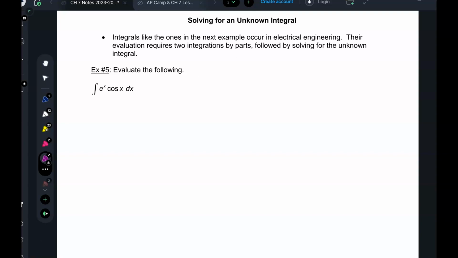Okay, so we want to integrate e to the x cosine x. What are we going to let u equal to? LIPET: logarithm, inverse trig, then polynomial, which we don't have, exponential and then trig. So u has to be exponential.